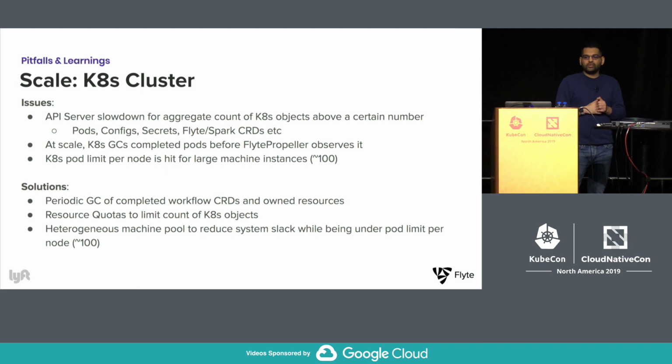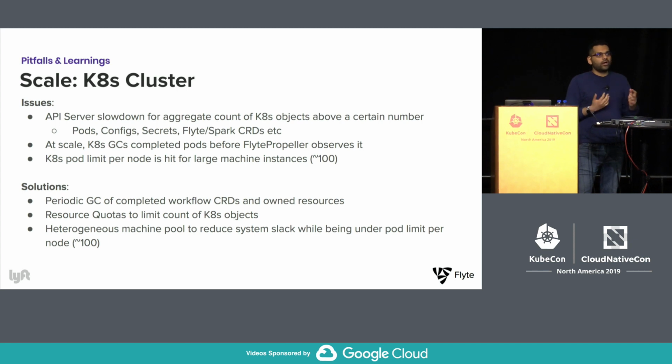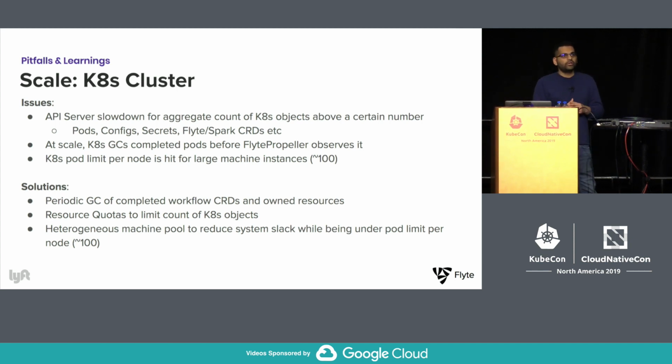Besides this, we also started seeing that when we are running thousands of workflows concurrently, Kubernetes was garbage collecting completed pods really aggressively. What this causes is a problem for Flyte propeller, which is sort of the brain, and looks at the status of these pods it has spawned to drive the workflow from one state to the next.